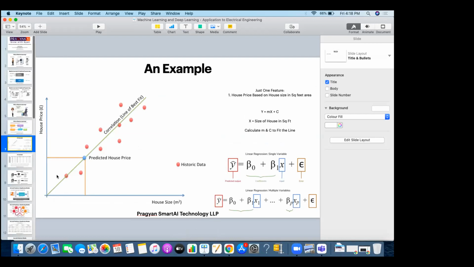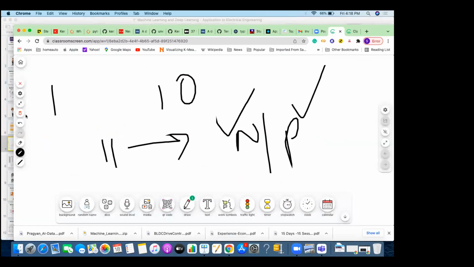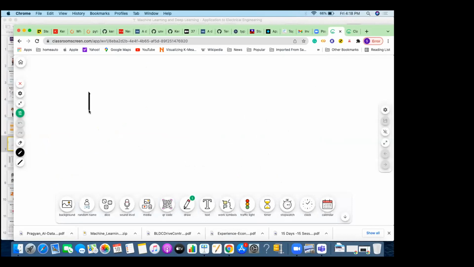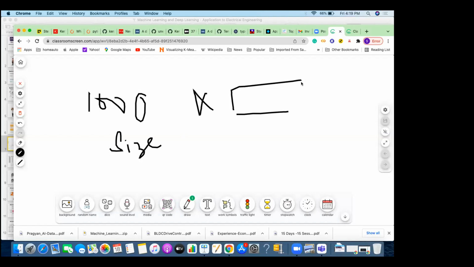One way is like this: this side is the size of the house and this side is the price of the house. Some examples: I will be calculating the per square feet rate. This is the size of the house, and I figure out the per square feet rate, say the rate is 2000. Then the price will be the size multiplied by the rate.